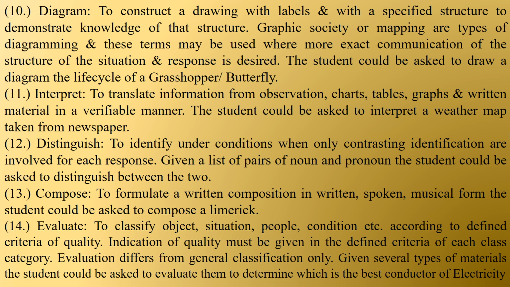The next verb is diagram. Diagram: to construct a drawing with labels and with a specified structure to demonstrate knowledge of that structure. Graphing or mapping are types of diagramming, and these terms may be used where more exact communication of the structure of the situation and response is desired. The student could be asked to draw a diagram of the life cycle of a grasshopper or butterfly.